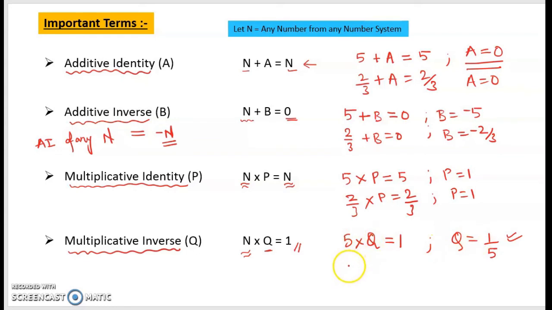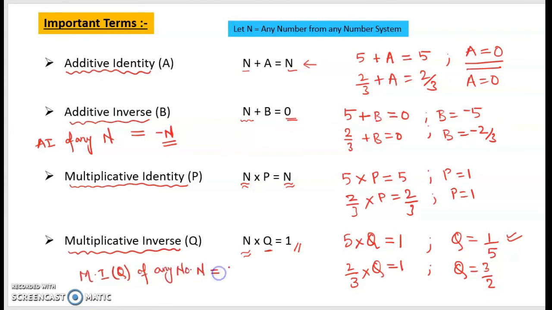Let's take a rational number. So 2 by 3 multiplied by q should be equal to 1. So q will be equal to, in this case, you will simplify, you will get it 3 by 2. So if you compare and check, the 3 by 2 is nothing but inverse of 2 by 3. Hence, multiplicative inverse, which is q, of any number n is nothing but 1 by n.